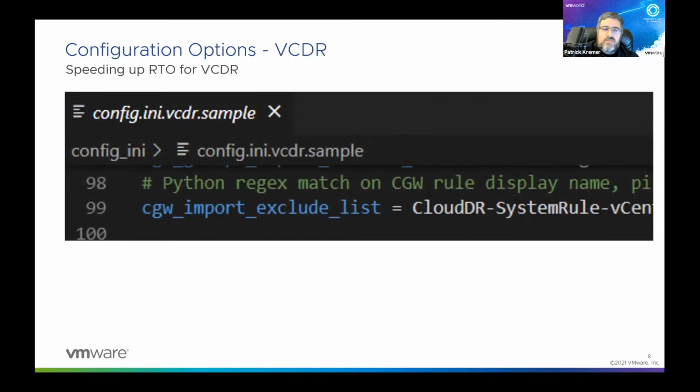VCDR, this is a configuration that we added. So there's regular expressions in there. You can exclude specific networks from import. You can do compute and management gateway, and firewall rules actually. So there's options in there to exclude them. We have it pre-populated for the networks that you do not want to import for a VCDR use case, because VCDR creates networks on the fly when it connects to a recovery SDDC. So you don't want to overwrite that.